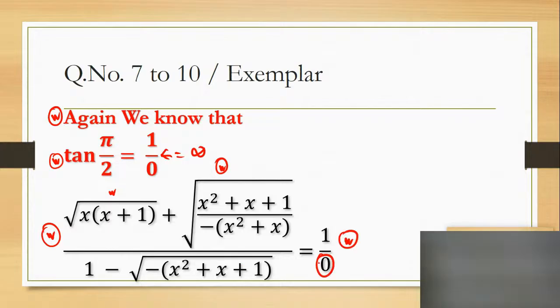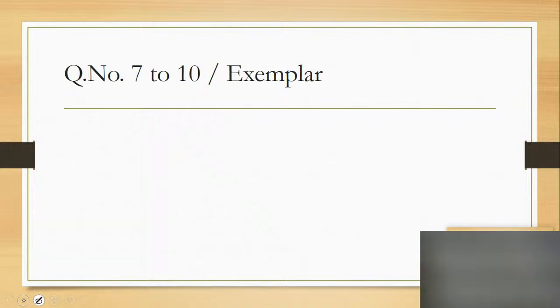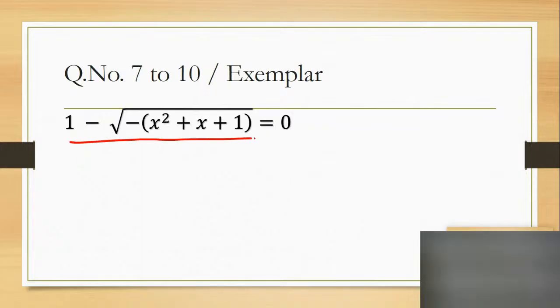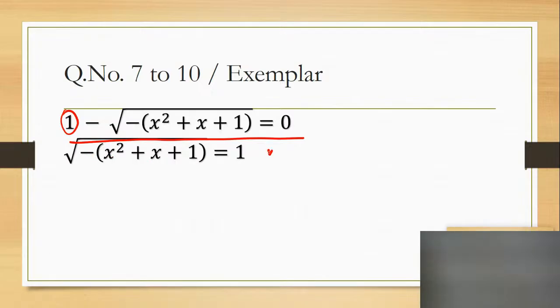So 0 multiplied by the numerator, then the entire numerator will be 0, and the denominator is 1 minus x square plus x plus 1 over root multiplied by 1. Now 1 moves to the right hand side, then we get minus 1, minus cancelled out, then we get minus x square plus x plus 1 equal to 1.